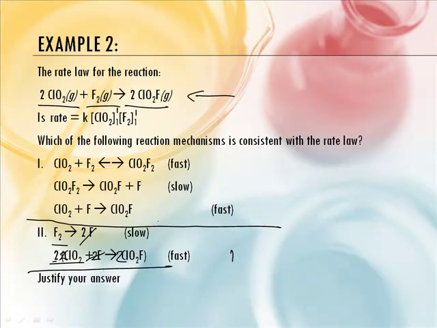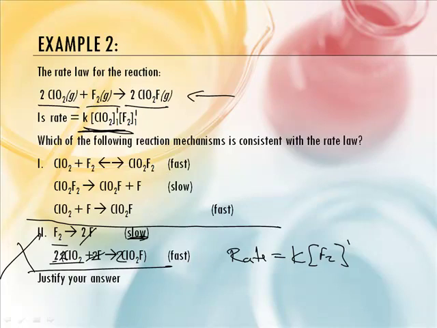Okay. But you got a slow step, right? Yep. So the rate for experiment 2 would be equal to K times the slow step. What's the slow step? F2. F2 to the first. Yep. That does not match. Look, it says we should have the ClO2 and the F2. Yeah, so that one's not good. So that one didn't work. The stoichiometry matches, but the rate law does not. So it's wrong. It's not that one.